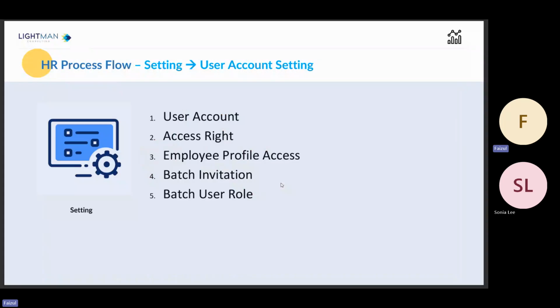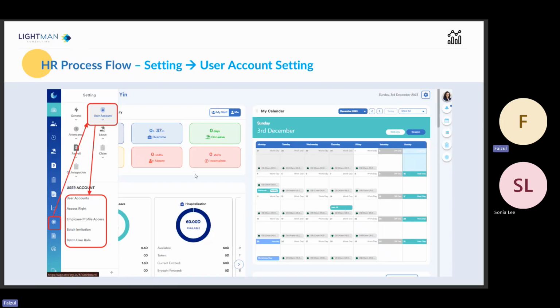So next we focus on the user account setting. So we have 5. So first is user account, second is access right, third is employee profile access, and then fourth is batch invitation, and next is batch user role. All right, so this is the screenshot from the system of where to go for the user account. So this is the account option you can select now based on the setting here, right? Okay, so how do we go there?